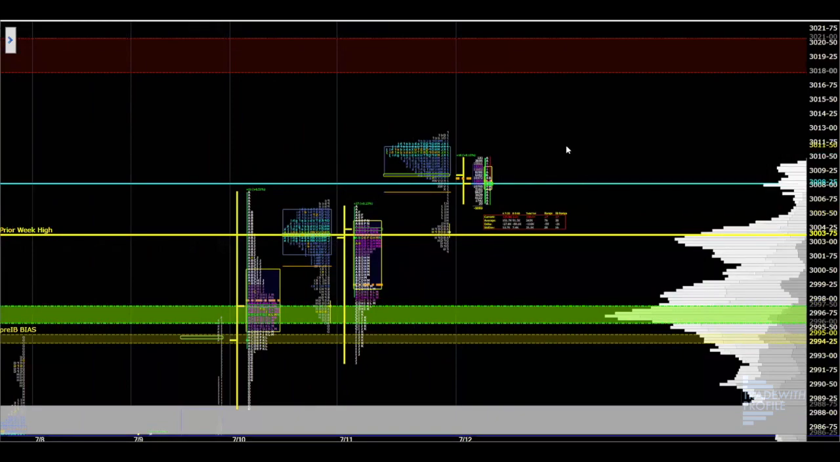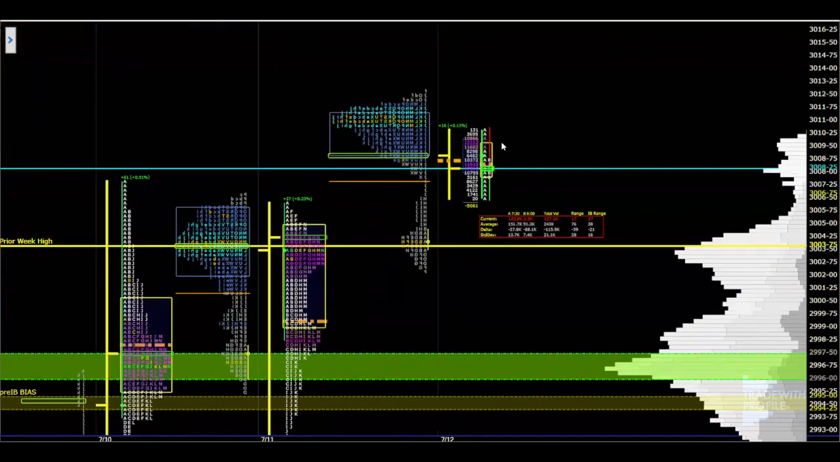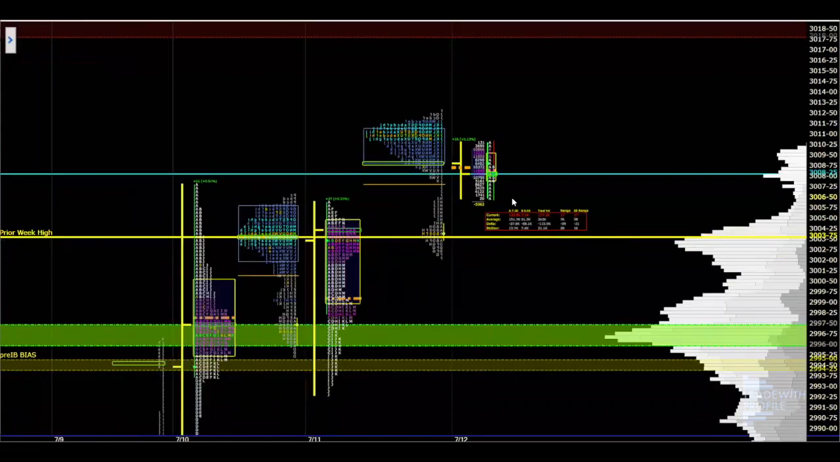So like right now, this is what we would call an open auction outside of range open type in the ES, which is a directionally convicted open type. It's direction to the upside. And then depending on how we extend this range could set expectation for the rest of the day.